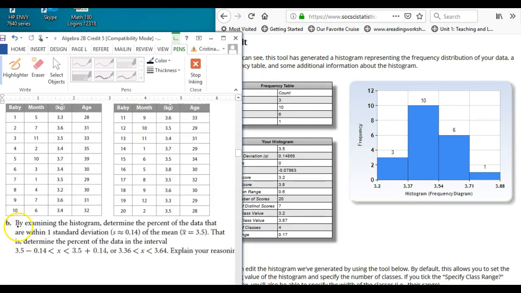Alright, so it says for part B, by examining the histogram, determine the percent of data that are within 1 standard deviation from the mean. That is to say the percent of the data that is between about 3.36 and 3.64. So let's go ahead and circle some of those numbers here on our data set that are between 3.36 and 3.64.